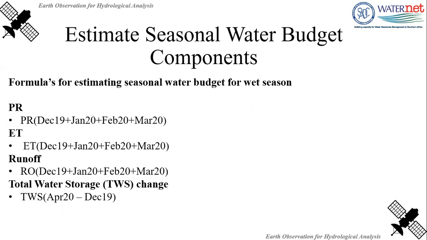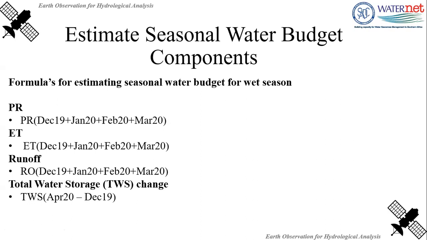components for dry season and wet season using these formulas. So for precipitation, we will just find the sum of our wet season data. We will do the same for evapotranspiration and runoff, but for total water storage it is somehow different. Basically, we will try to find the change in terrestrial water storage for both seasons.